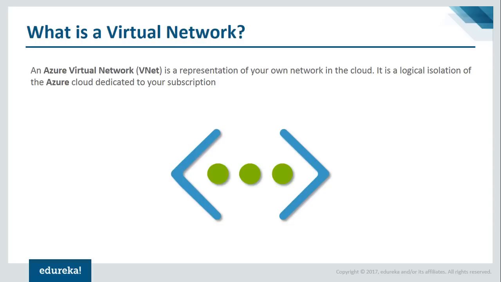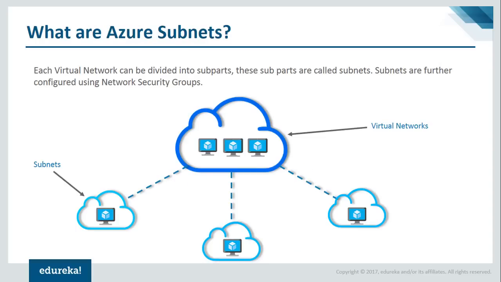Now, when we say virtual network, it basically has a lot of components. Let's understand these components. So the first component is an Azure subnet. Now, what is an Azure subnet? Basically, when you divide a network into subparts, it is called an Azure subnet. All right. So when you divide your virtual network into parts, it's called a subnet.